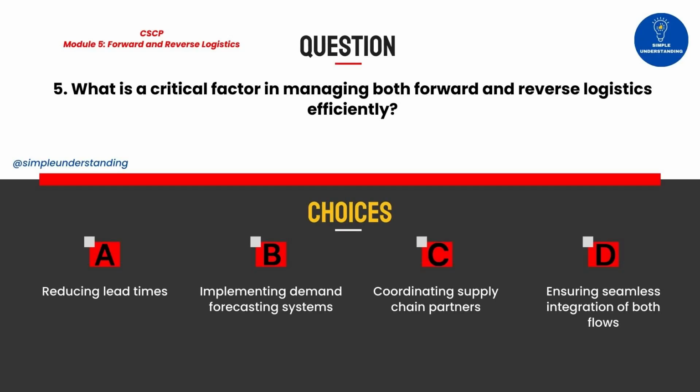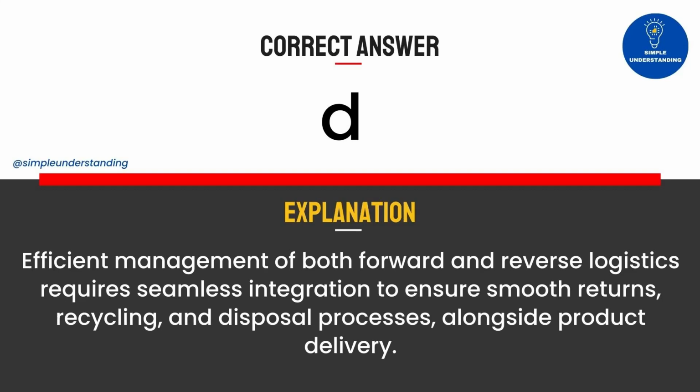5. What is a critical factor in managing both forward and reverse logistics efficiently? A. Reducing lead times. B. Implementing demand forecasting systems. C. Coordinating supply chain partners. D. Ensuring seamless integration of both flows. Correct answer: D. Explanation: Efficient management of both forward and reverse logistics requires seamless integration to ensure smooth returns, recycling, and disposal processes alongside product delivery.